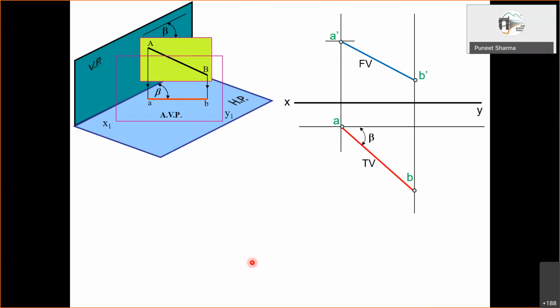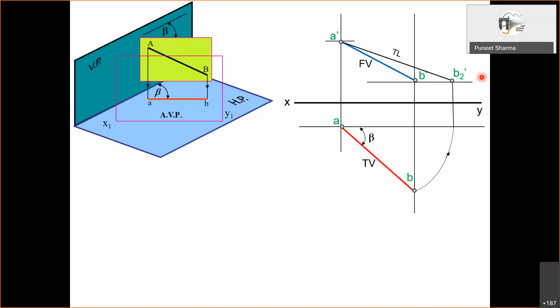Now you see, for this case, if we have to obtain the inclination with the horizontal plane, then in the conventional method, what we earlier studied, we bring this B over here, go up to the level of B dash, and then obtain the true length line, and this gives us the inclination with the horizontal plane. We locate this, bring it to this level, locate B2 dash, and then the true length line, and this will also give the inclination with the horizontal plane.